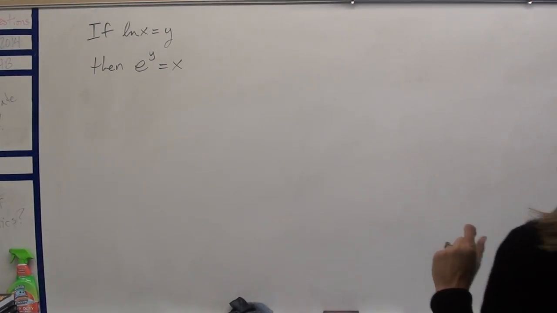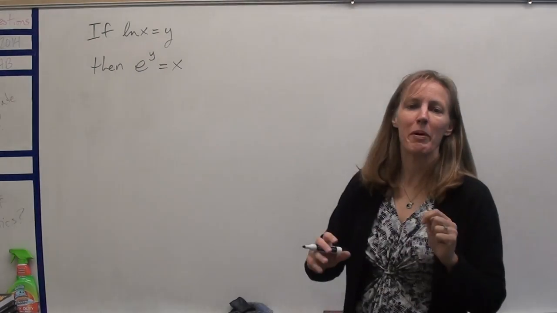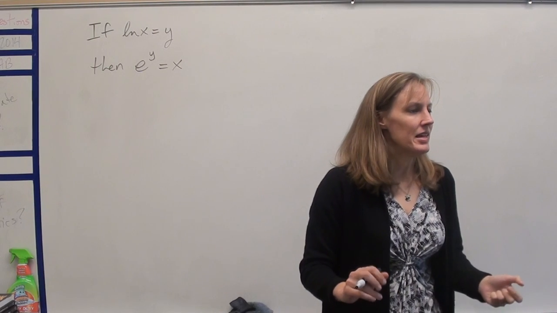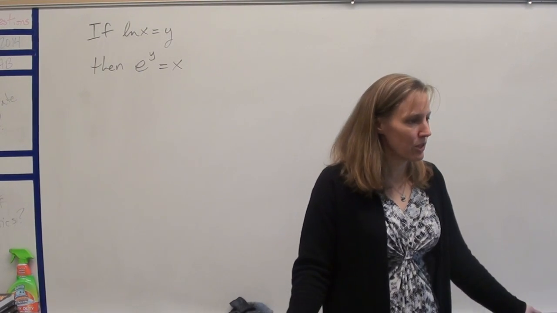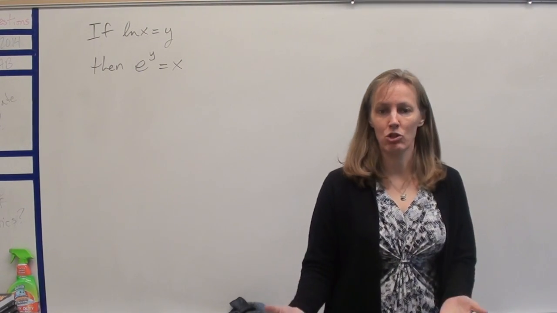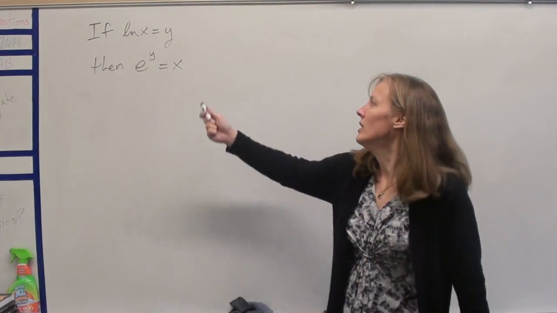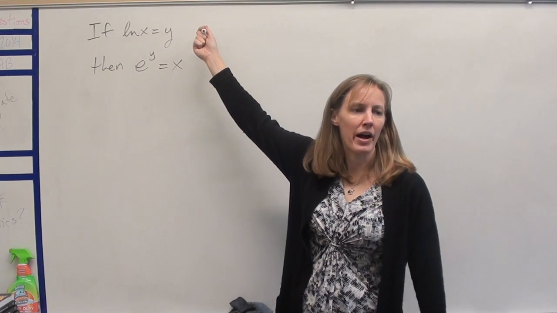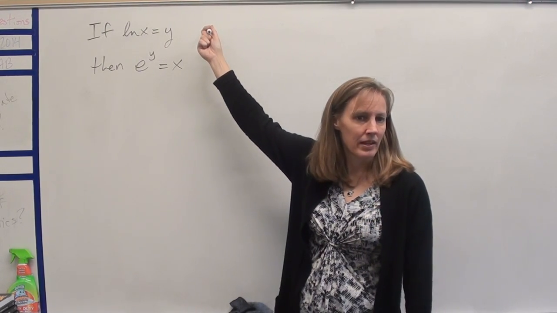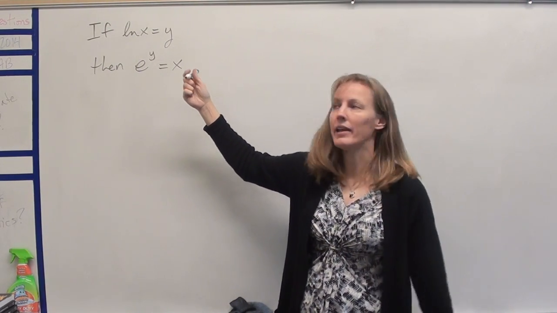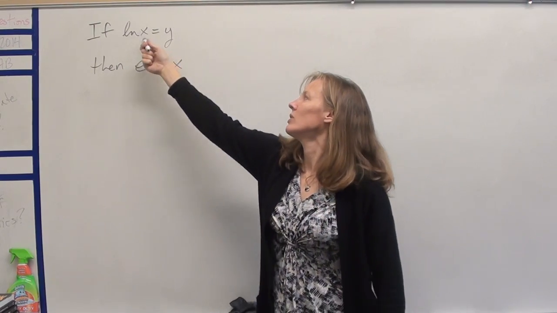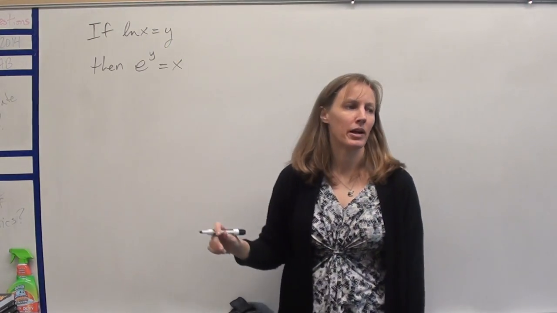Okay, so this is section 5.4. This is all about e to the x. E to the x, of course, is the inverse of natural log of x, right? They are inverse functions. So if the natural log of x equals y, if y is ln x, that means e to the y equals x.